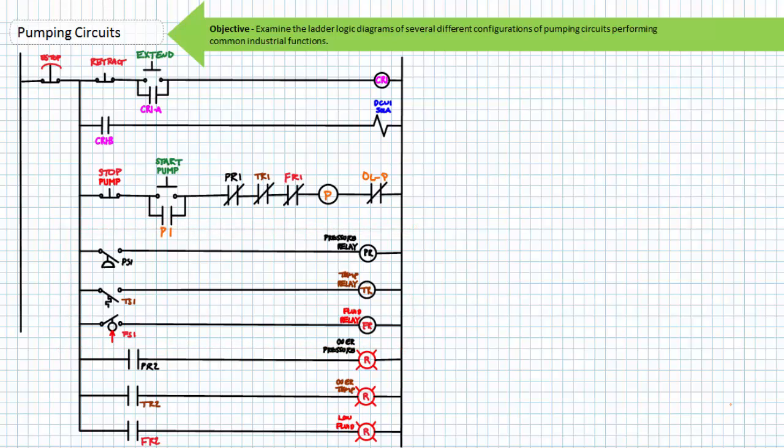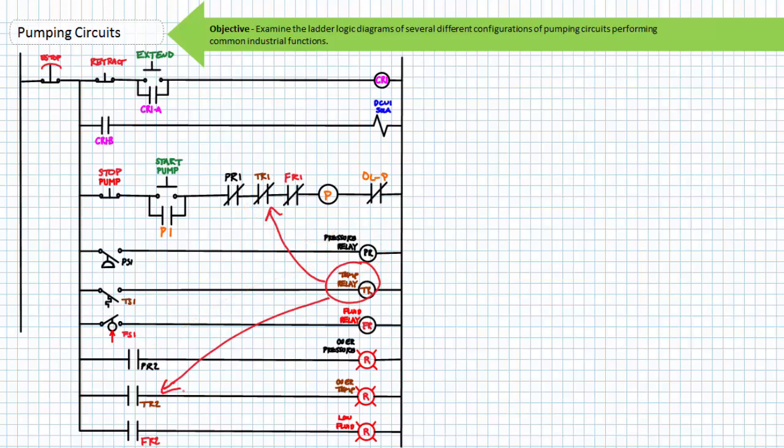When energized, that particular control relay's associated contacts would change states. If PS1 detected high pressure, it would energize the pressure relay coil, PR. The associated PR1 contact would open and de-energize the P contactor coil. The associated PR2 contact would close and turn on the overpressure pilot lamp.